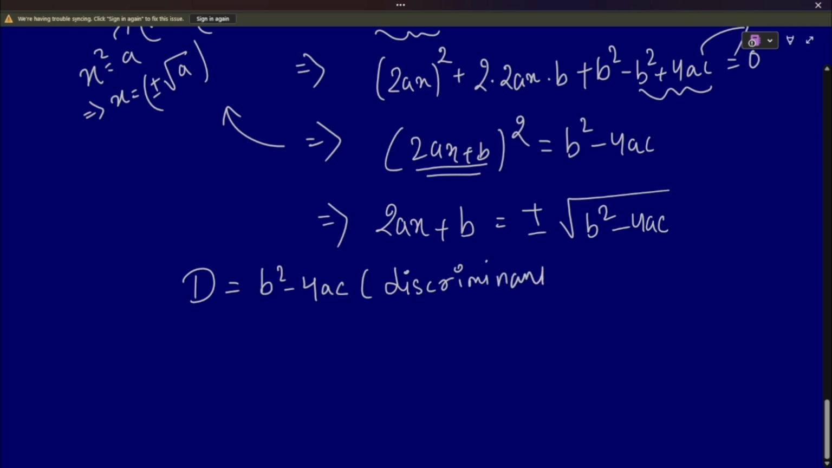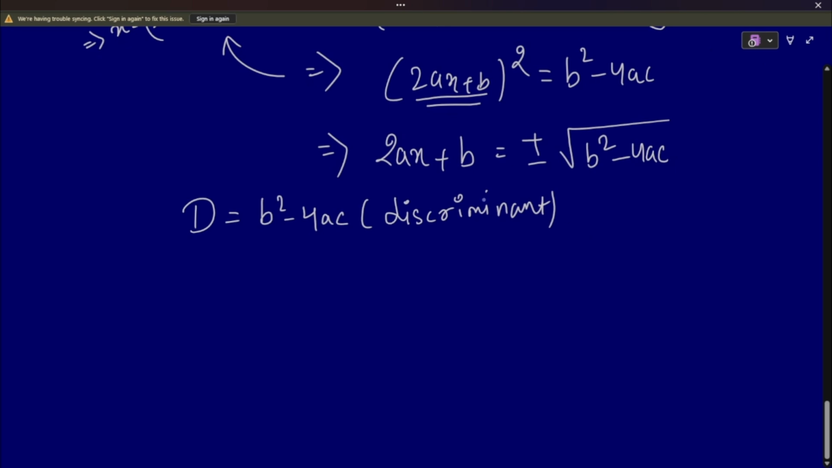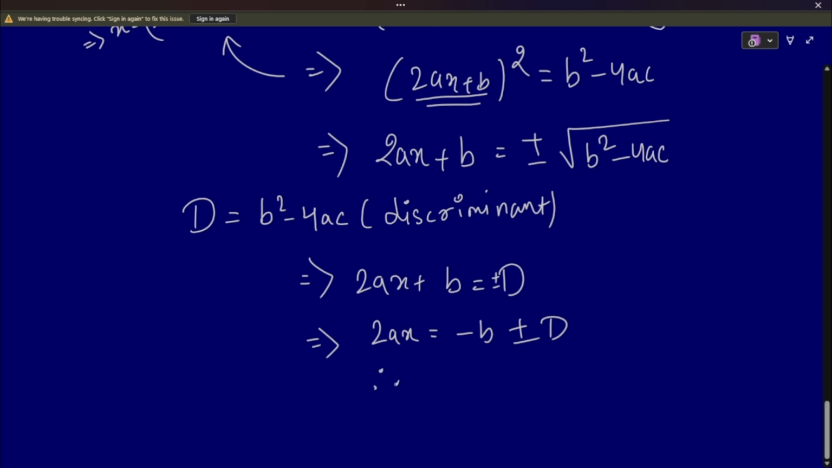Discriminant. And this basically decides the nature of the roots and how the quadratic equation is going to behave. Okay, so let's proceed and replace that with D. So what we have now is basically a simple linear equation, right? Like this. But we have a plus minus. This will give us 2ax equals minus b plus minus D. And therefore, the value of x simply becomes minus b plus minus D by 2a.